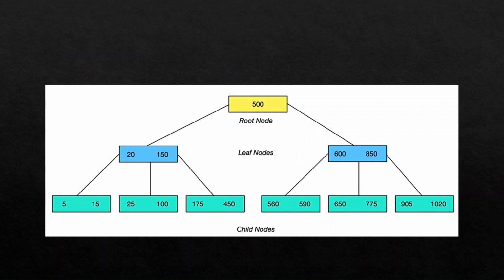This is a pictorial representation of a sample B tree. The green ones are the child nodes, the blue are the leaf nodes, and the yellow is the root node.